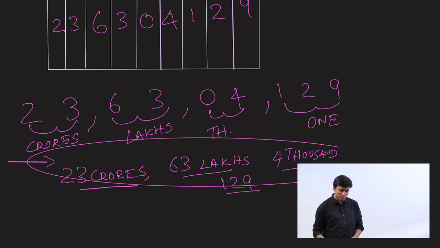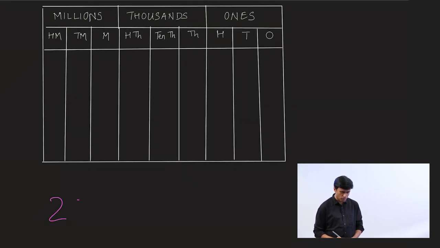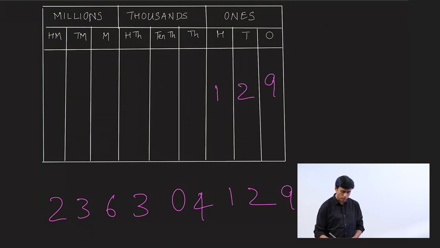Now let's do the same thing in the international system. Let's write the number 236304129. I'm going ahead and placing the digits in its place value. 9, 2, 1, 4, 0, 3, 6, 3, 2.